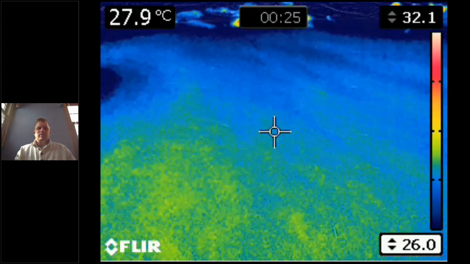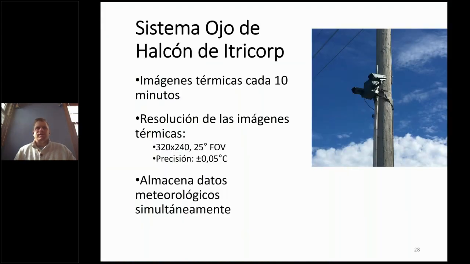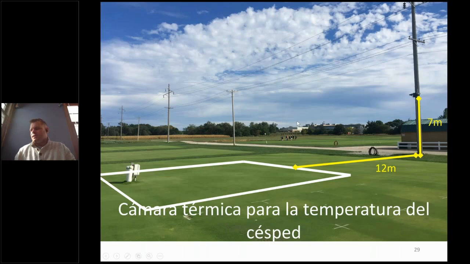But the question we had was, how about scheduling when we have to water? And so we've been working with this system, this Hawkeye turf view camera system from a company called Corp in Virginia, United States. And they take pictures every 10 minutes, both thermal and visual, with our camera, and then we link all those temperature data and visual image data pictures to our weather data from an on-site weather station. So this is what our setup looks like.